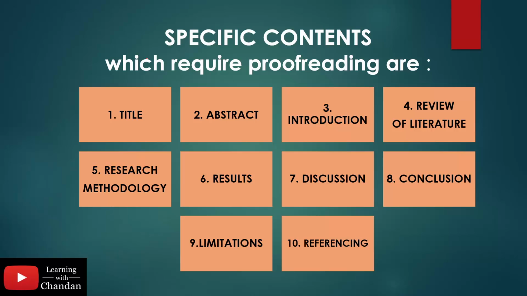Specific contents would relate to various subheads of a research manuscript, starting from title, abstract, introduction of your paper, literature review, research methodology section, followed by results, discussion, conclusion, limitations and future scope of research, and specific content of referencing, which will check the cited material and the correctness and for plagiarism.